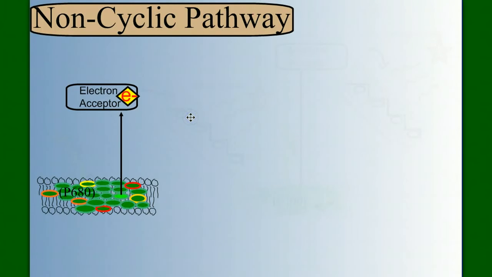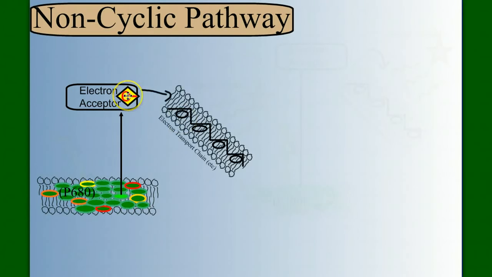The electron acceptor will deliver the electron to an electron transport chain also embedded in the thylakoid membrane. The electron will move down this electron transport chain, and energy is given off to make ATP.